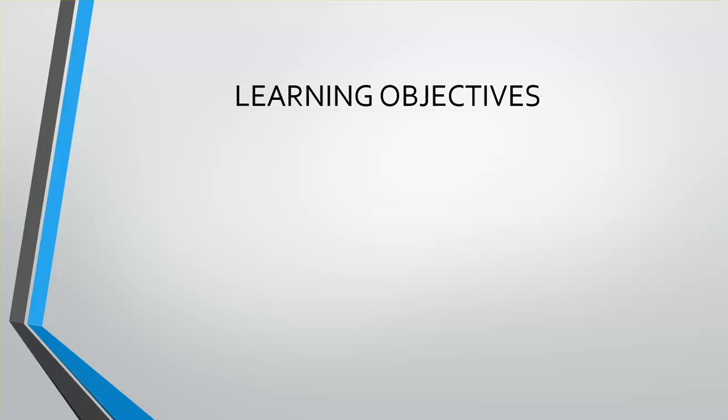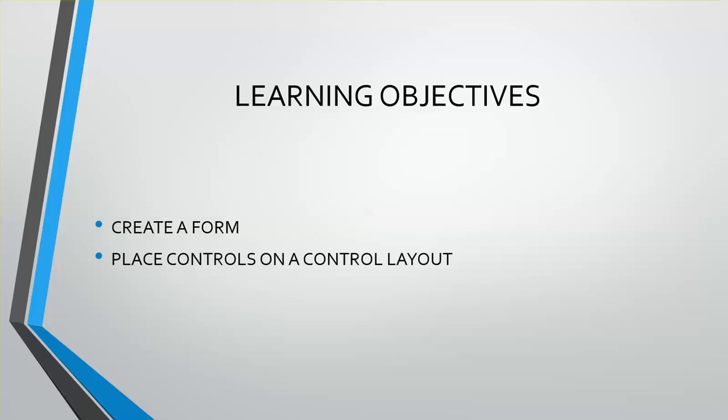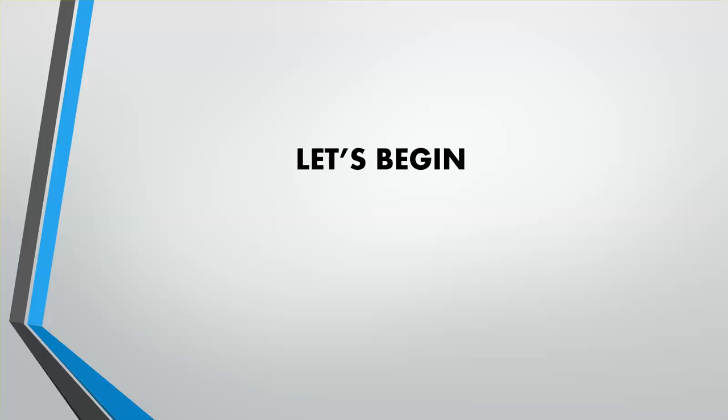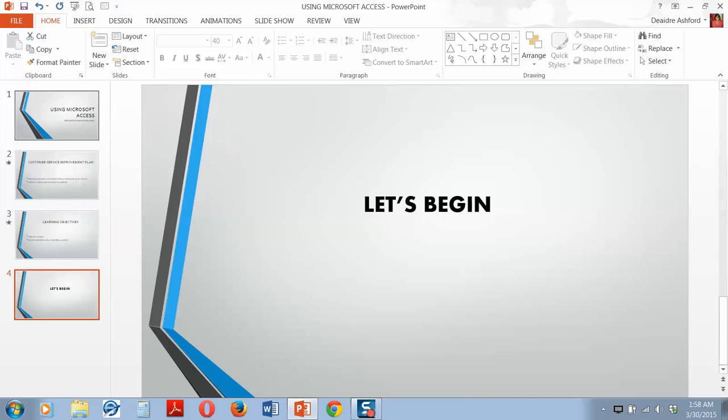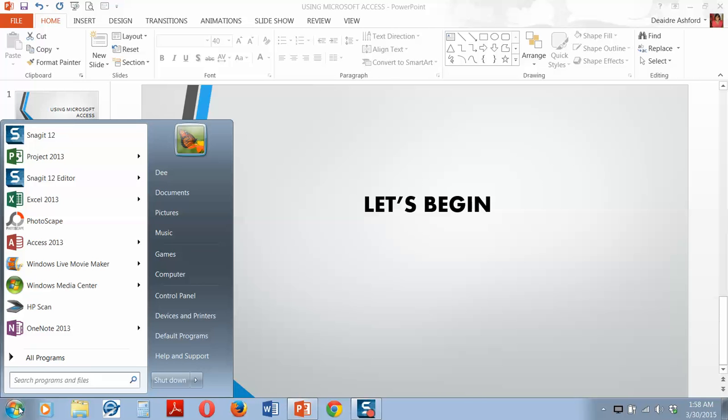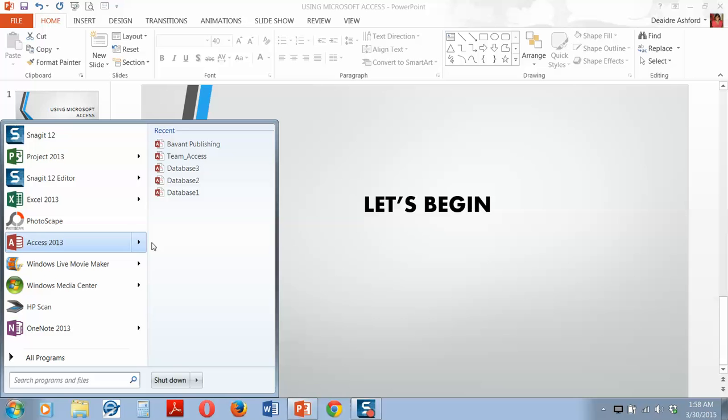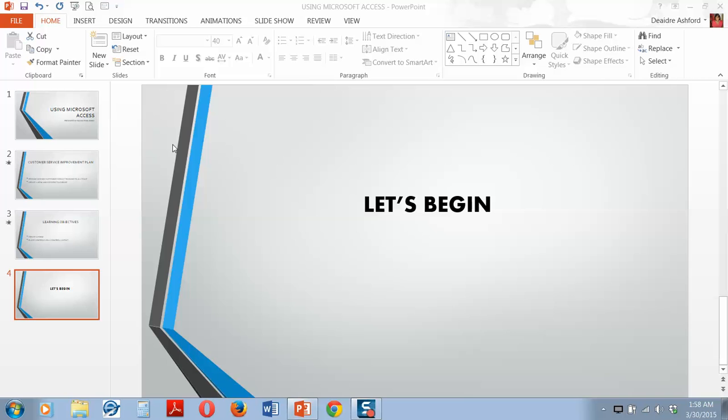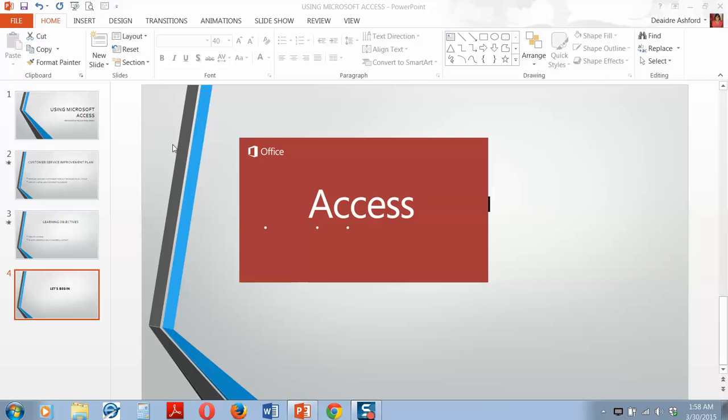Our learning objectives today will be to create a form and to place controls on a control layout using Microsoft Office. Let's begin. First, we need to open the Access file. Click the Windows button, scroll up to Access, and Bavant Publishing should already be preloaded into your workstation. It takes just a moment to load.